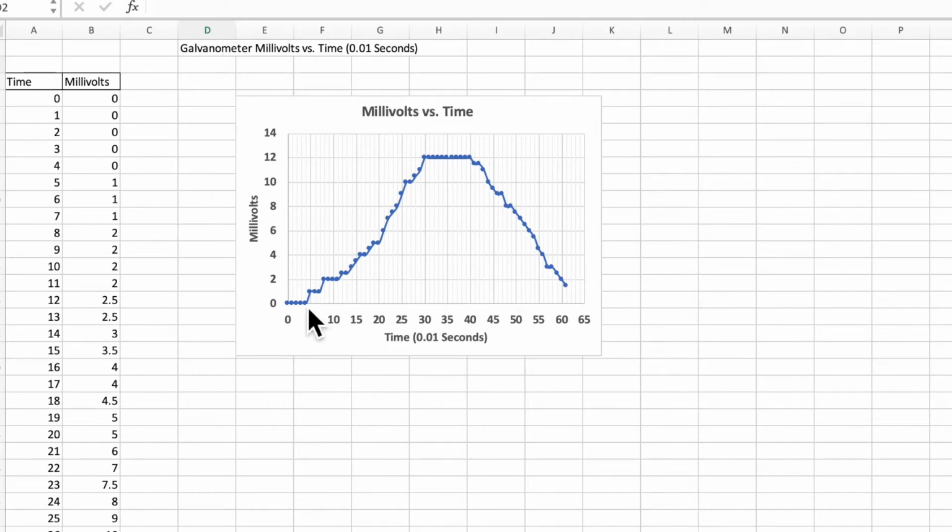But here we're looking at millivolts. This is like 12 millivolts, and this is time in hundredths of a second. So if you look at this total time period here up to 60 hundredths, that's just 6/10 of a second. And the time where it peaked and then flattened out for about 1/10 of a second. So we're really looking at a minuscule amount of time.